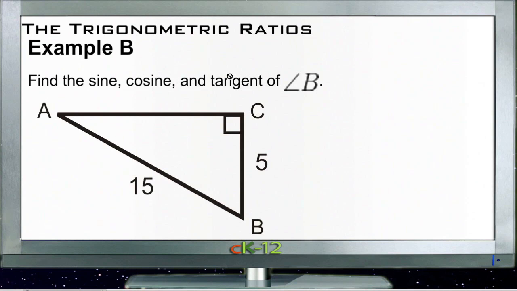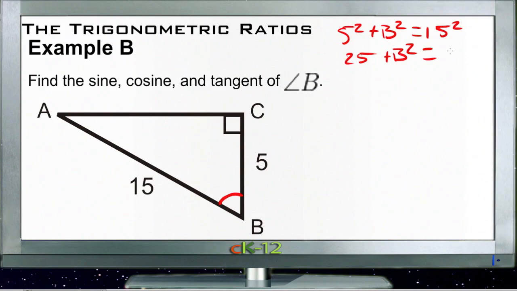Then for example B, we have find sine, cosine, and tangent of angle B. So we're working with this angle down here. Again, we're missing a side. In this case, we're missing the middle side. So we have 5 squared plus b squared equals 15 squared. So 5 squared is 25 plus b squared equals 225. So b squared equals 200. So b is going to be the square root of 200.